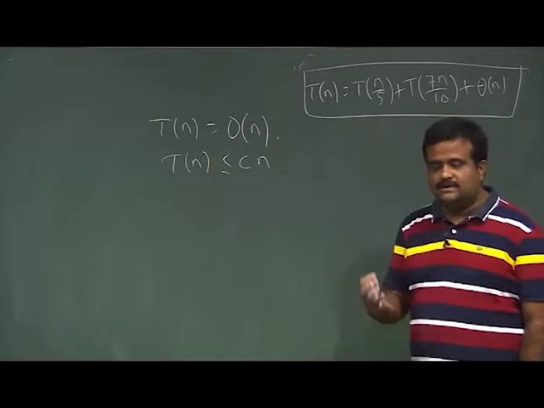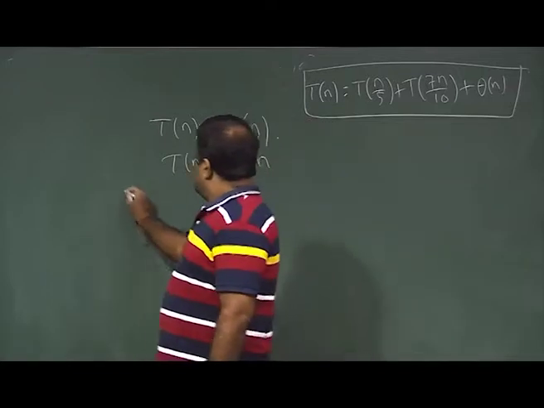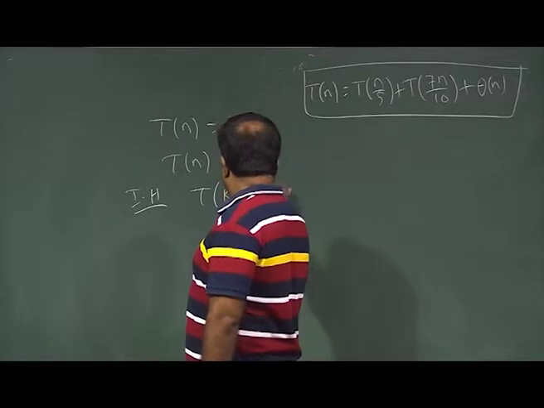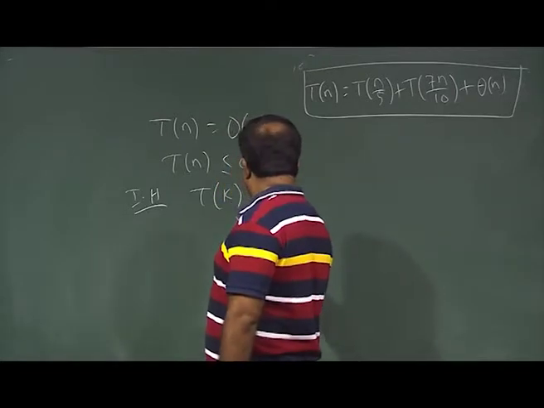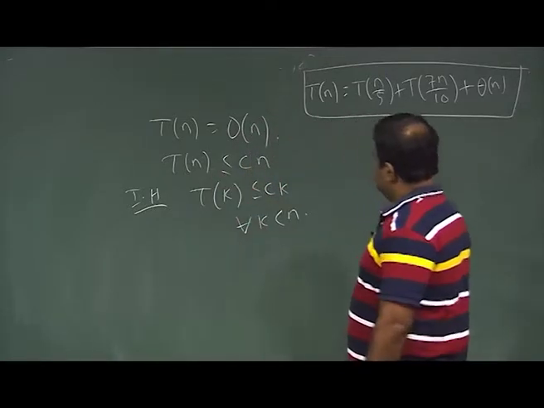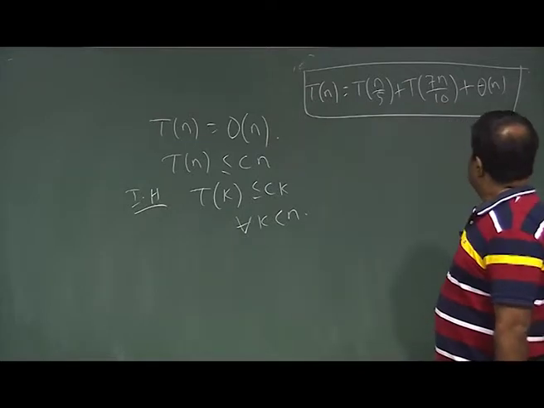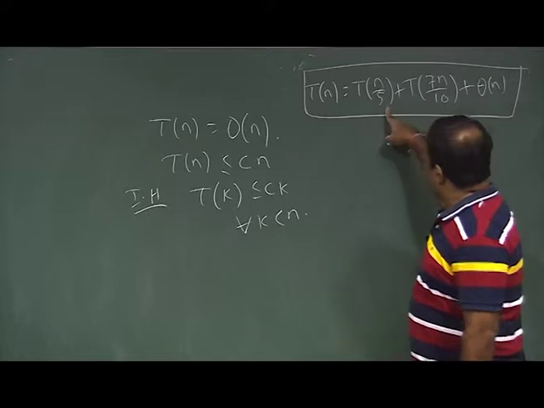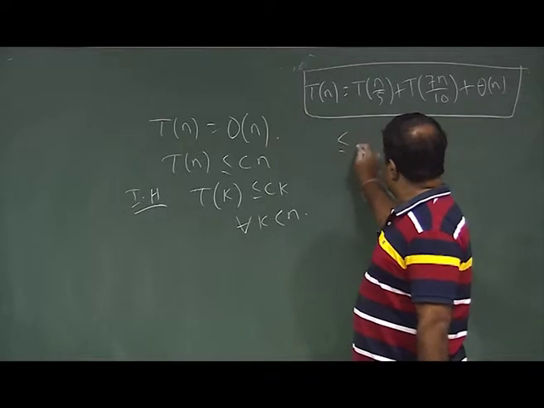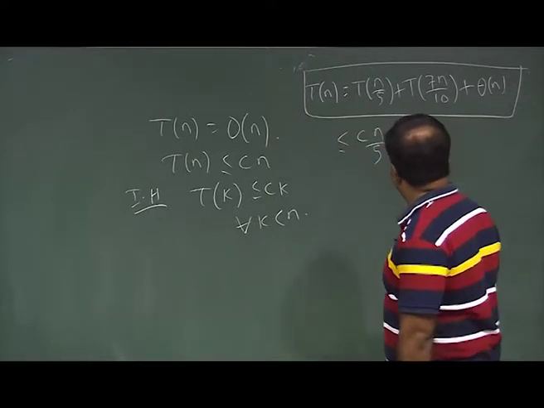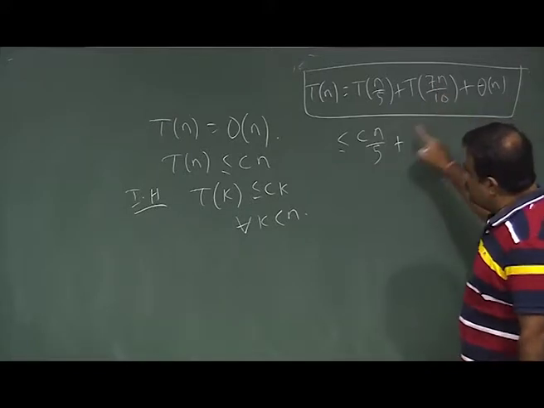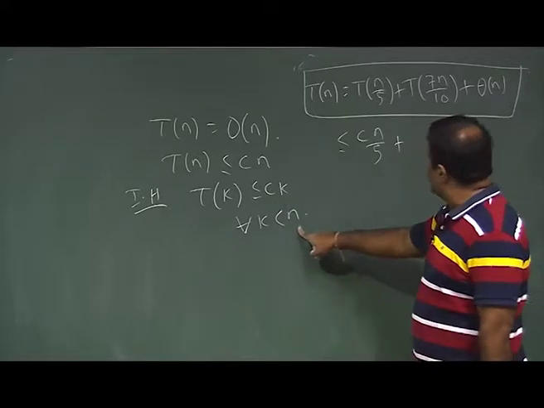Now we need to apply the substitution method, so we need an induction hypothesis. We assume T of k is less than or equal to C of k for all k less than n, and then we need to prove that T of n is less than this. Now, we have this recurrence. This is T of n by 5, which is less than n, so we use the induction hypothesis. This is C n by 5, plus T of 7n by 10, which is also less than n.